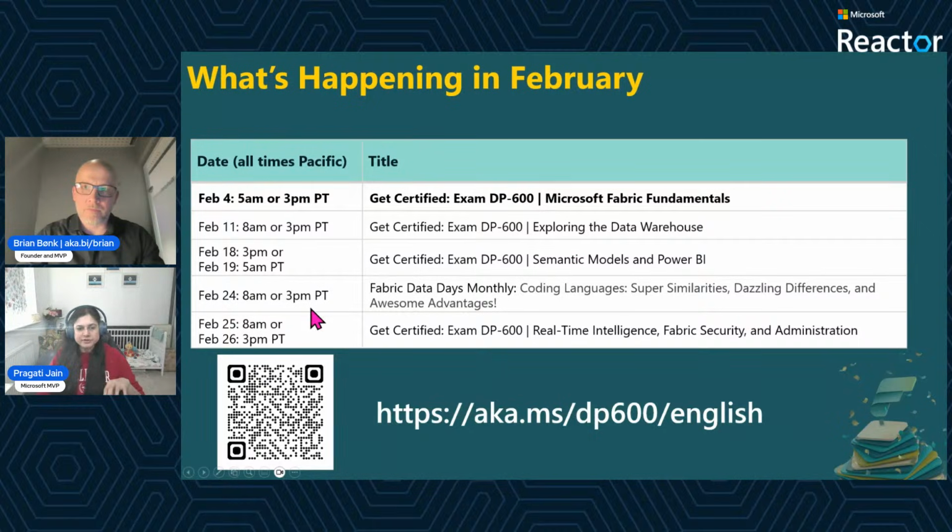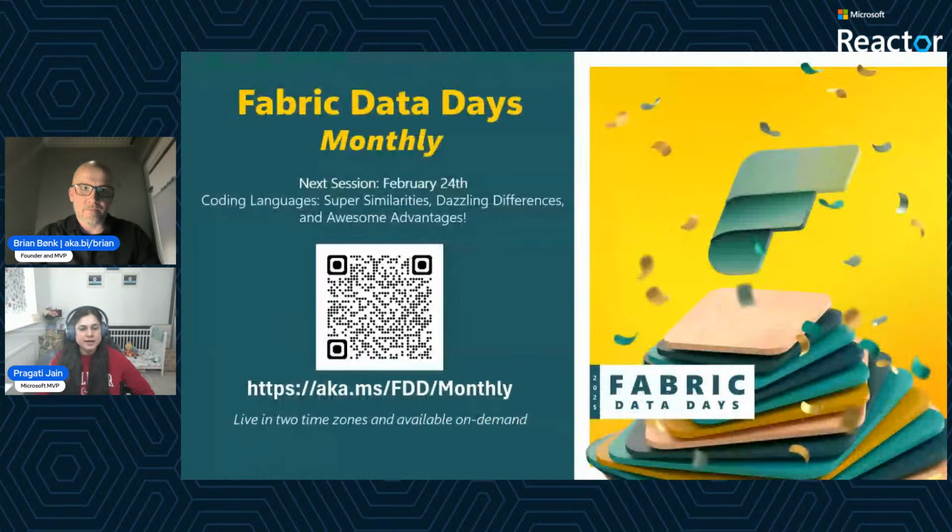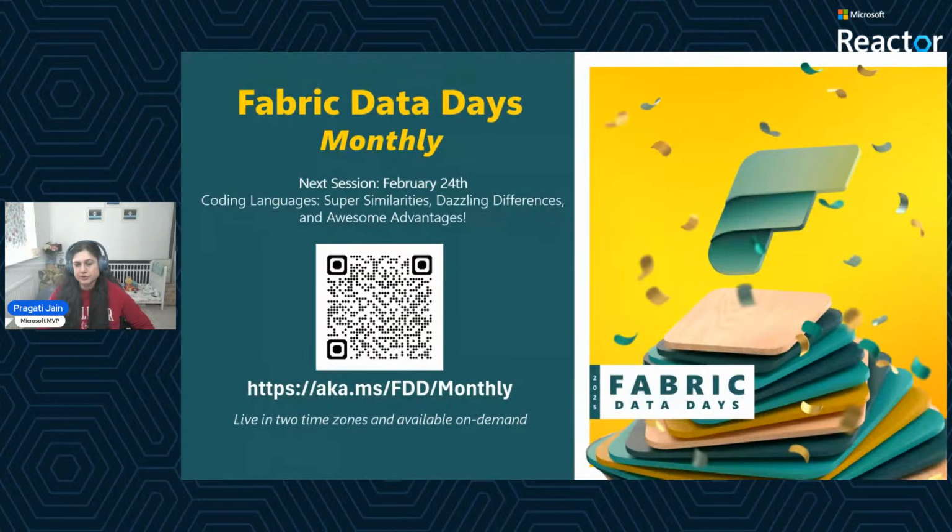Then on Feb 24th, we have Fabric Data Days monthly. In case you're interested, go and attend this. And on February 25th and 26th, we close this series with Get Certified Exam DP-600, with real-time intelligence, security, and administration. For more details, visit this URL, or you can scan this QR code for more details on what's coming up this month. And then again, Fabric Data Days monthly is running. Go to this QR code to check out what's coming up.